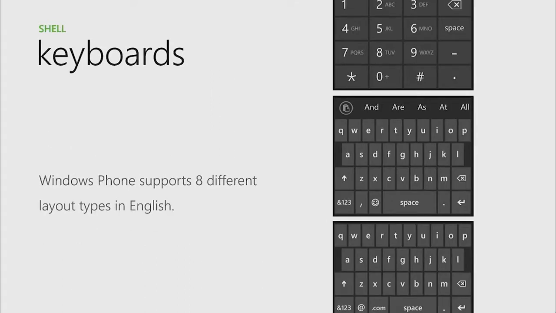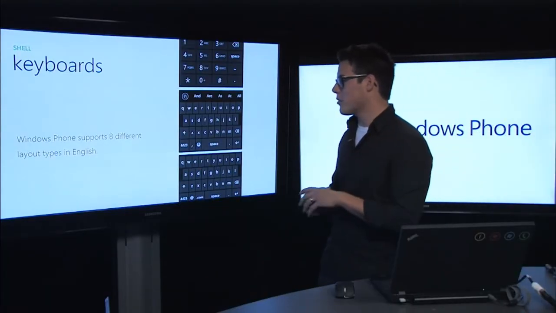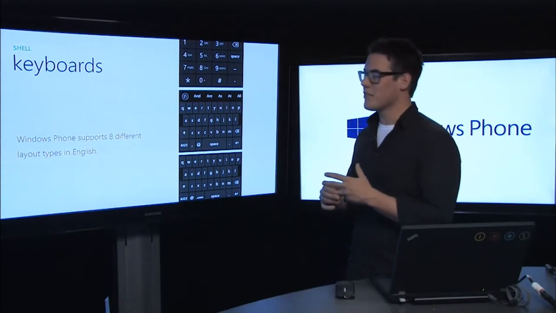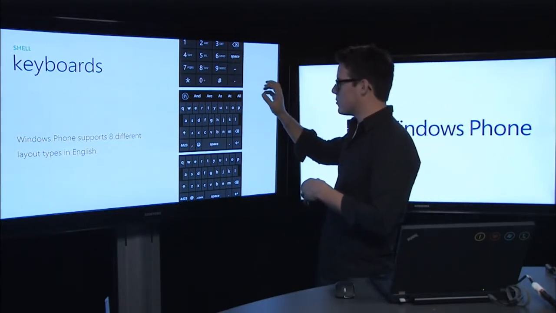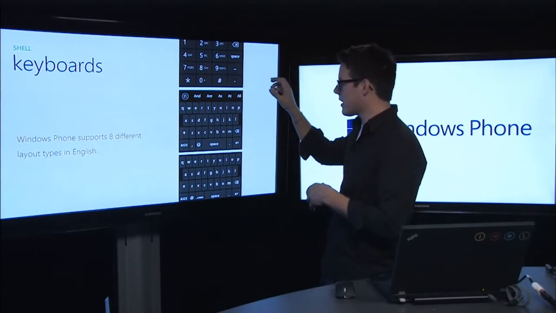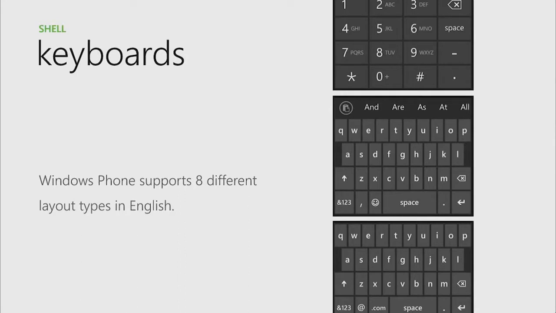Keyboards. Keyboards are also a system level thing. By default in the shell, we've created some beautiful, award-winning keyboards for you to use. Windows Phone supports around eight different layout types for English. You can switch between textual, numeric, and then ones that are specific for putting in an email address with an @ and .com symbol in them. You just need to set what the input scope is on the different text box fields.